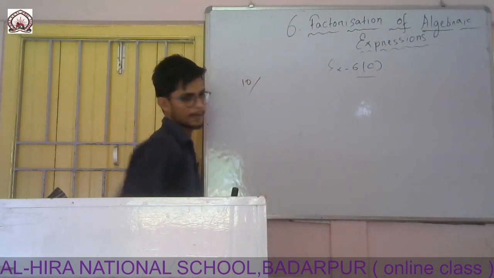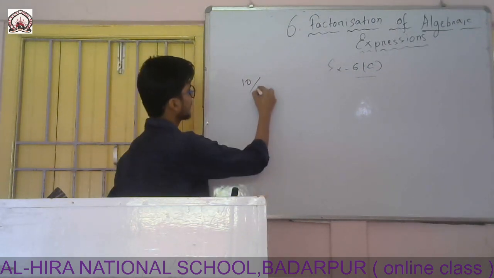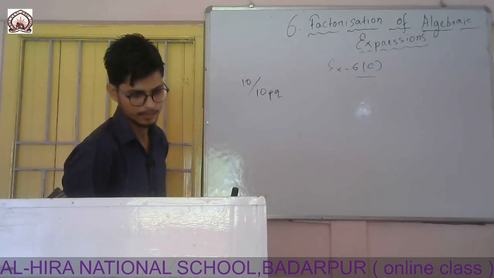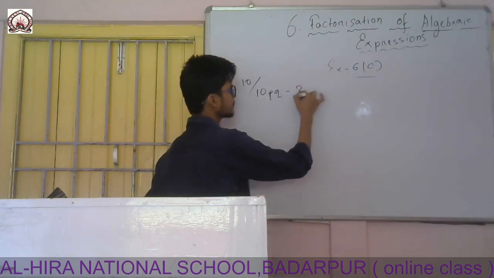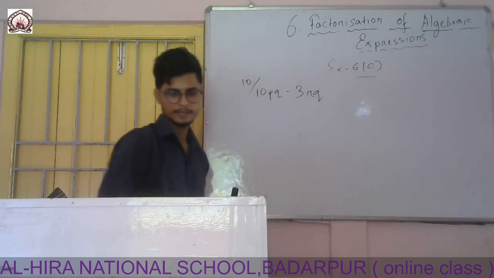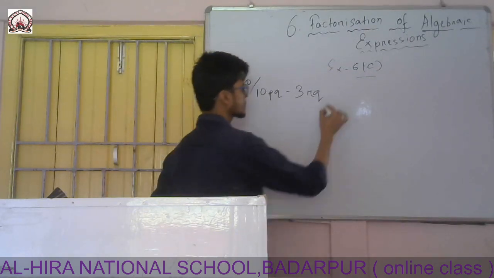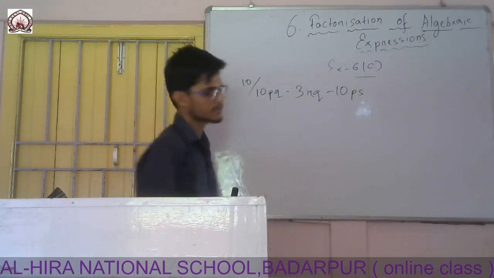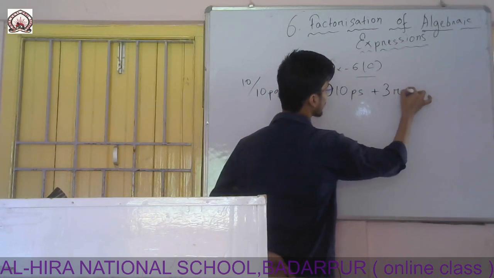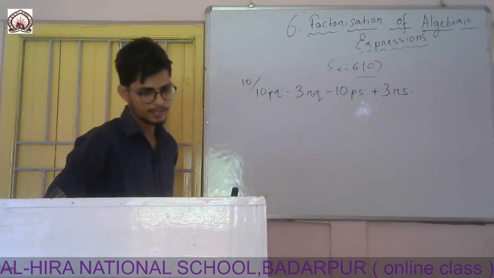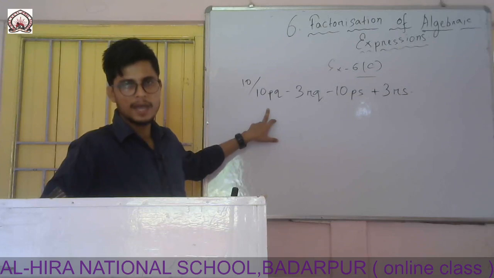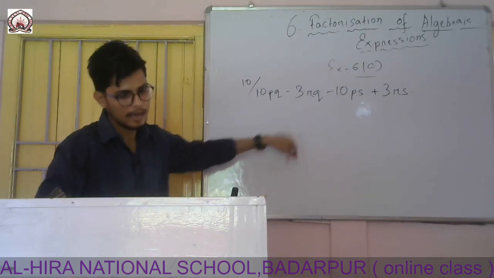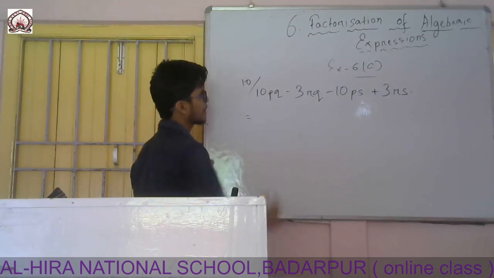Question number 10. The question is 10pq minus 3rq, then minus 10ps, and the last one is plus 3rs. So the question is 10pq minus 3rq minus 10ps plus 3rs. Okay, so now I'll arrange them.